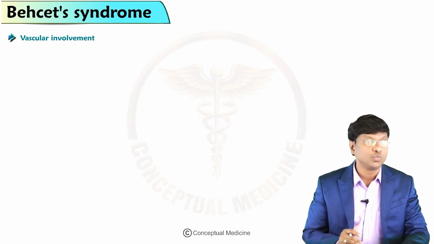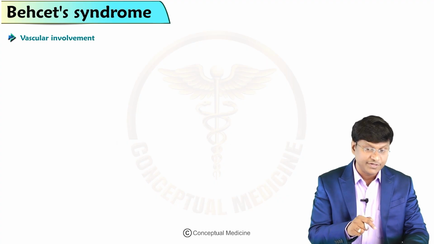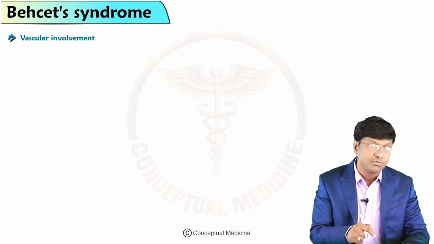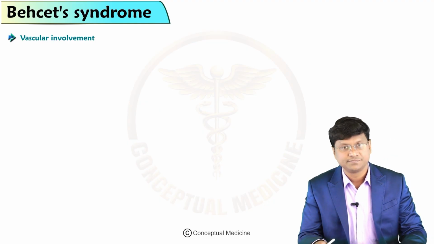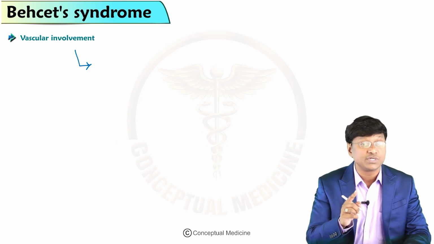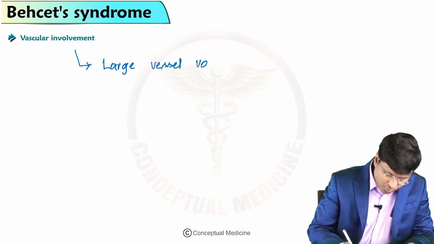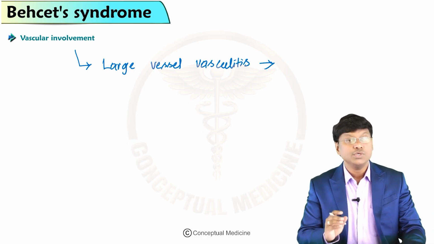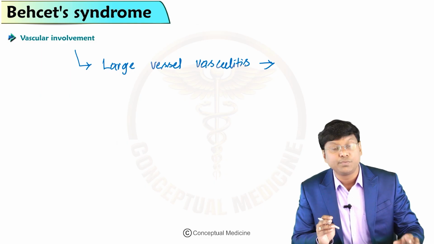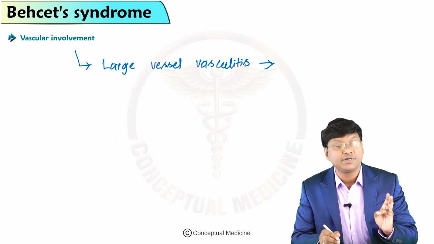Then vascular involvement. Just now we have discussed that erythema nodosum is secondary to vasculitis, when you take a biopsy of it. And the type of vasculitis that you will have in Behcets is large vessel vasculitis. You should know which vessel is involved. Large vessel vasculitis can lead to pulmonary artery aneurysm and life-threatening pulmonary hemorrhage.